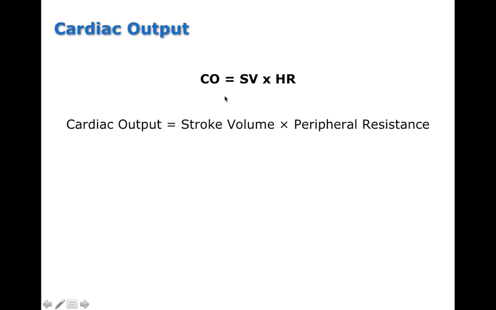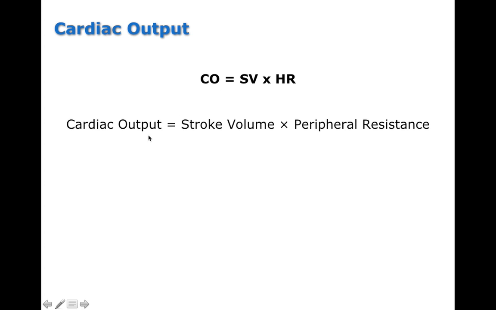And you can rearrange this equation with other equations to get things like cardiac output is equal to stroke volume times your peripheral resistance, right? Like if you increase peripheral resistance, you're going to get a decrease in cardiac output. Or if you increase stroke volume, you're going to get an increase in cardiac output.